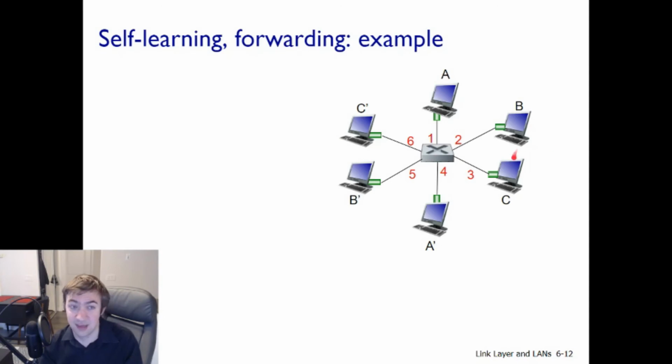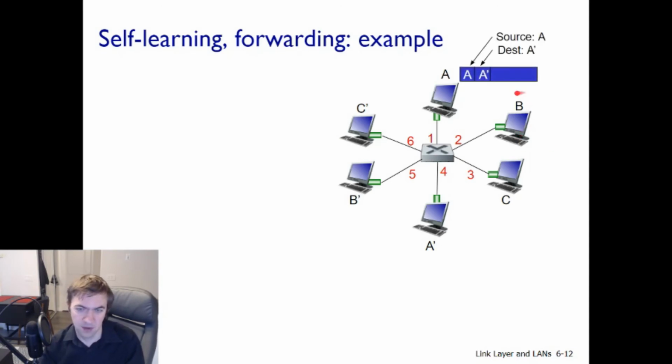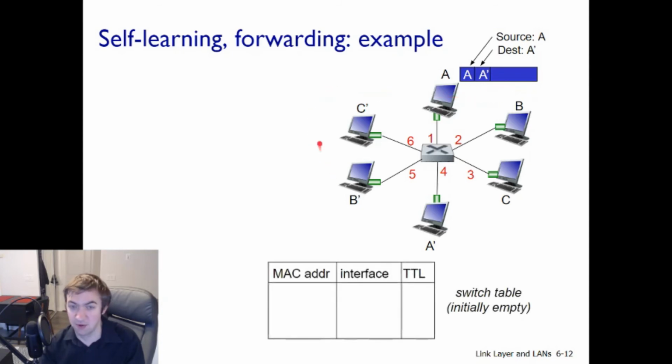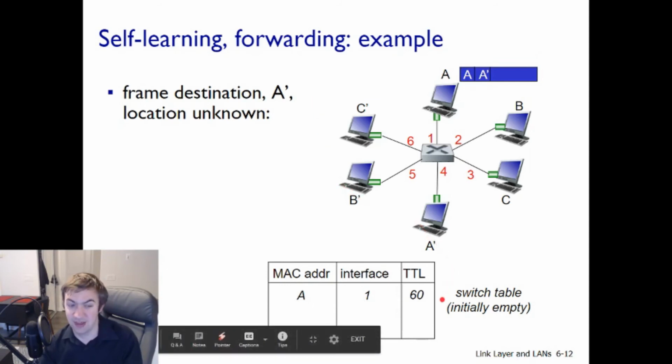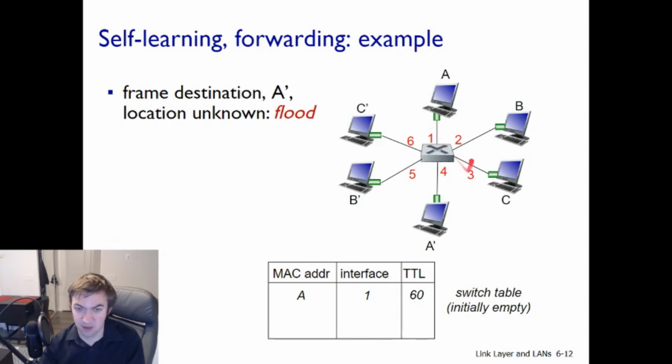Let's take a look at an example of this self-learning and forwarding. Suppose once again we have a frame that we want to send with the source of A and a destination of A apostrophe. Our switch table starts out as empty. And at the beginning, we don't know where A apostrophe is. The table doesn't have an entry for it. So what do we do from that? We flood. We send out to everybody, hey, we're looking for A apostrophe. Are you there?